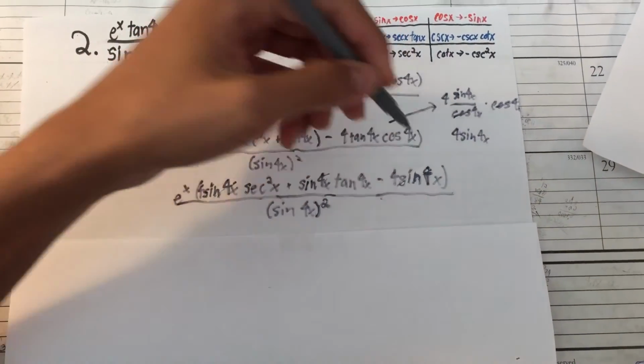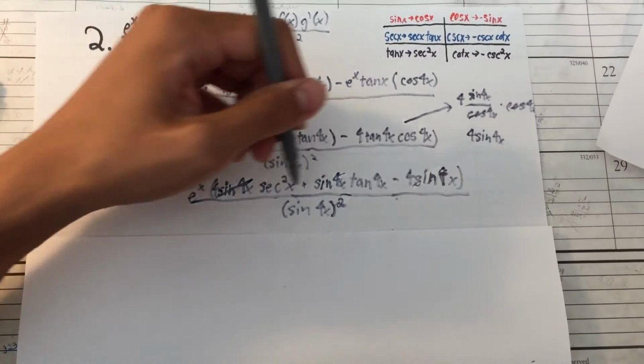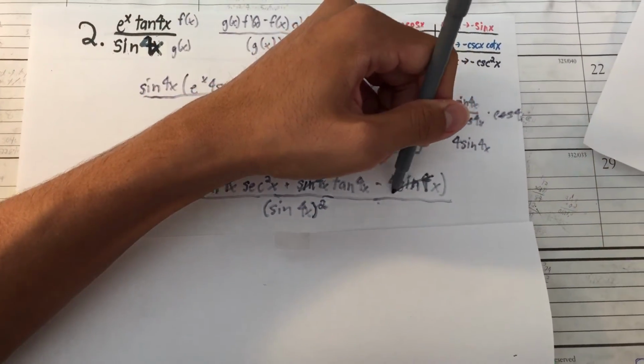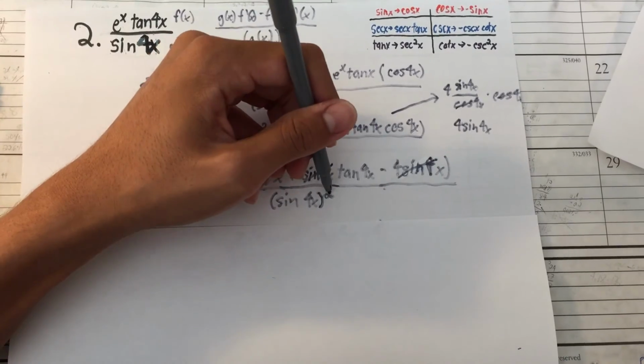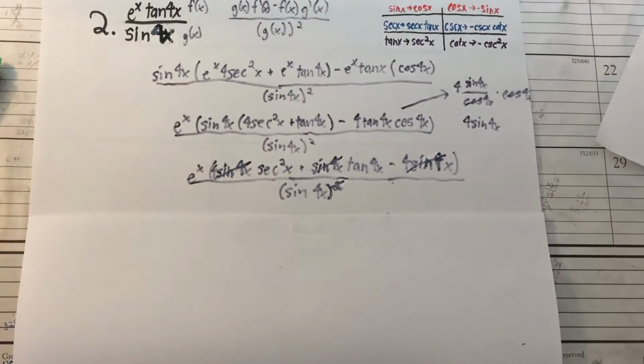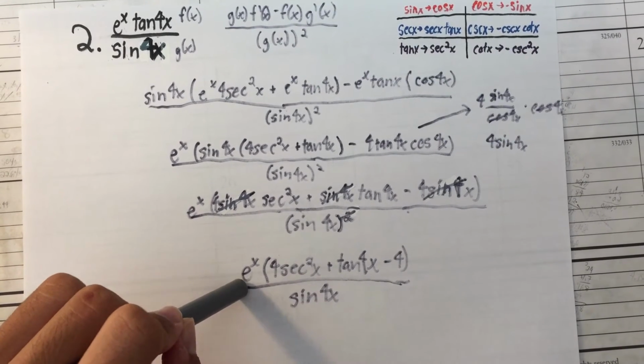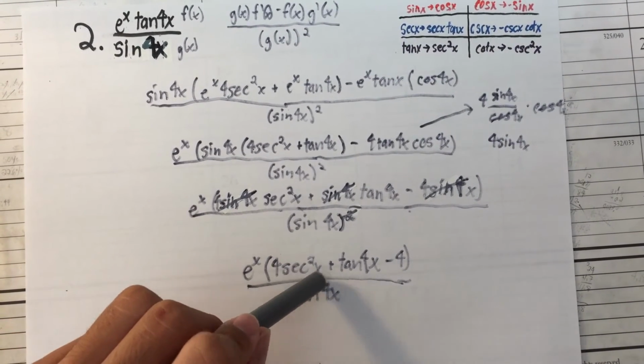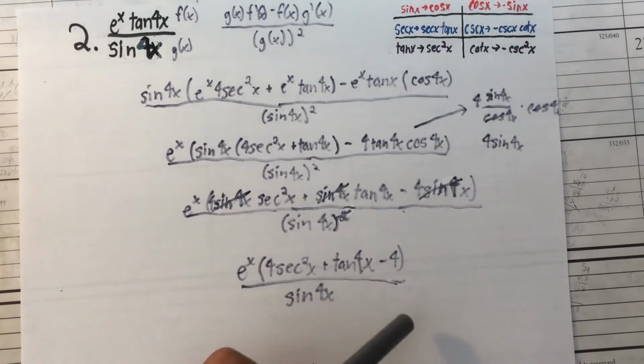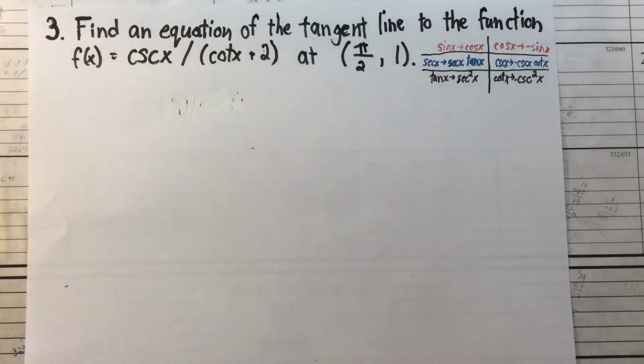However, each term here has sine 4x, so we can cancel all those out and turn the bottom sine 4x squared into just sine 4x. Now that this is completely simplified, we end up getting e to the x times 4 secant squared x plus tan 4x minus 4, all over sine 4x.